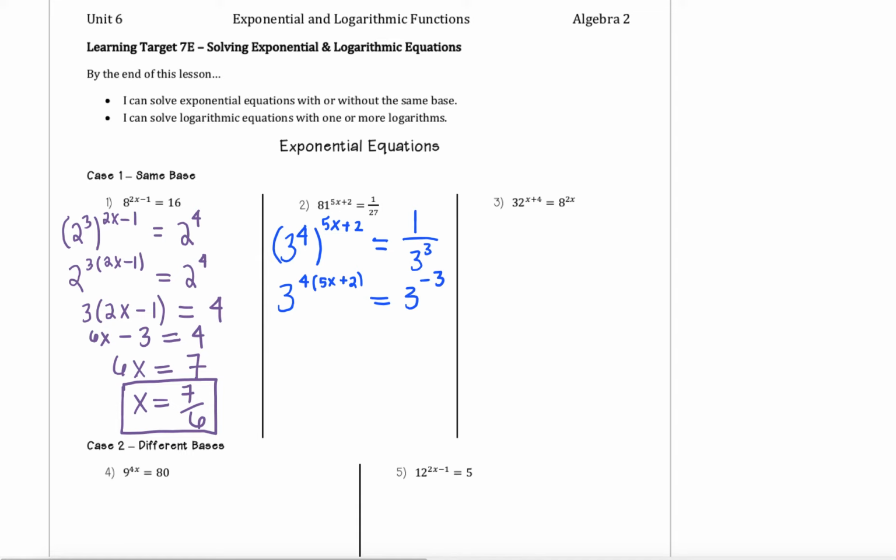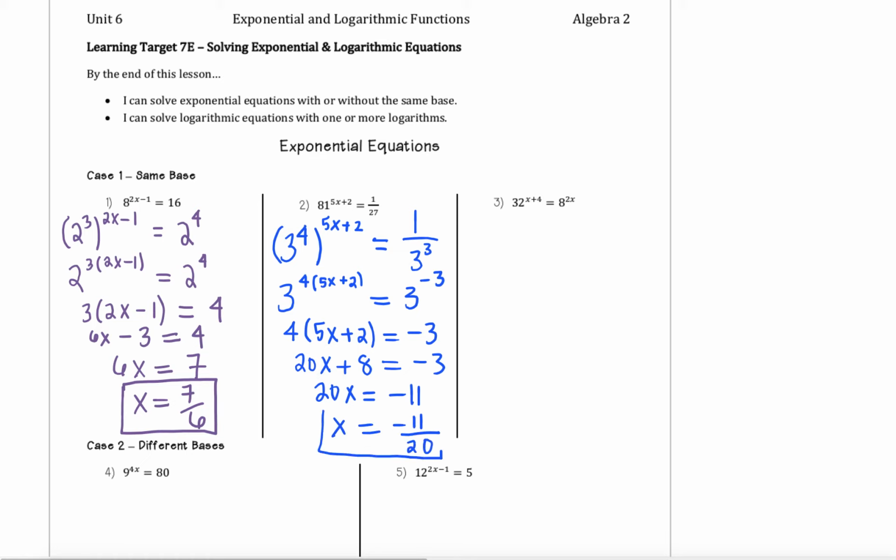Okay, let's check this. So we're going to have the 4 times 5x plus 2 equaling the negative 3. Since my bases are equal, my exponents are equal as well. I can distribute the 4 to get 20x plus 8 equals negative 3. Subtract the 8 over to get 20x equals negative 11, and then divide through by the 20 to get x by itself, and we'll end up with a final answer of negative 11 over 20.